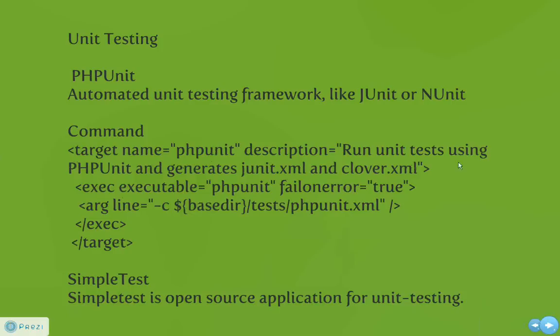If you look at the target name unit test, it runs the unit test. It generates the reports which are junit.xml and clover.xml. Now clover.xml can be used in Jenkins to report the unit test failures.